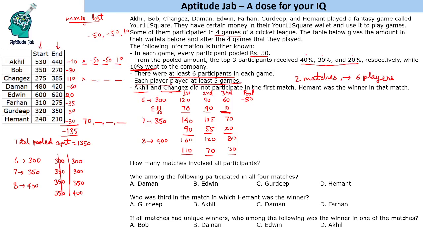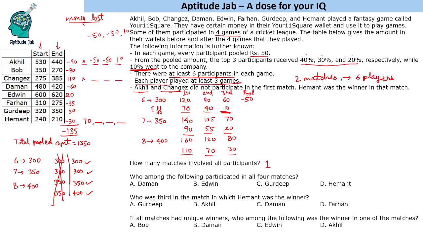So this gives us that this case gets eliminated. We have this scenario. There will be 2 matches where 6 players are involved, one match where 7 players are involved, one match where all players are involved. So we can answer at least this question: how many matches involved all participants? There is one match that involved all participants.